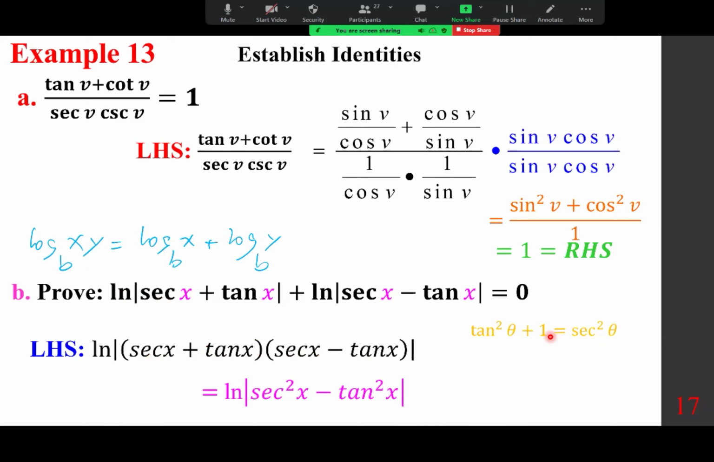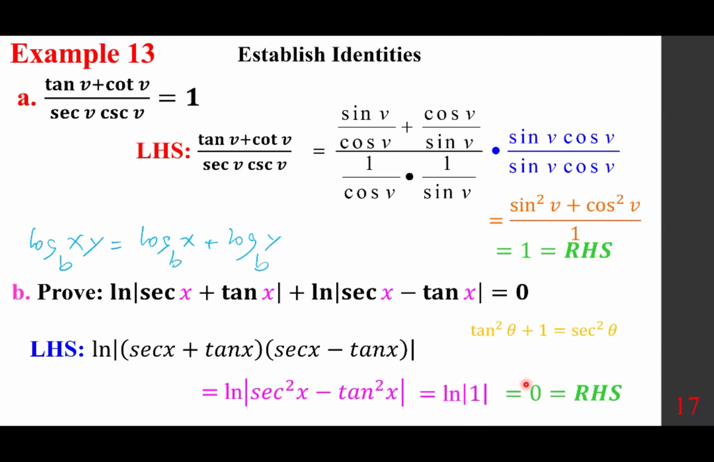When we multiply these two, a plus b, a minus b gives us a squared minus b squared, secant squared minus tan squared. And again, I remind you of what we did before. Tan squared plus 1 is secant squared, one of those Pythagorean identities. So if I move the tan squared, I get secant squared minus tan squared equals 1. And we should know ln of 1 is 0. And that's a proof. Pretty straightforward, everybody.